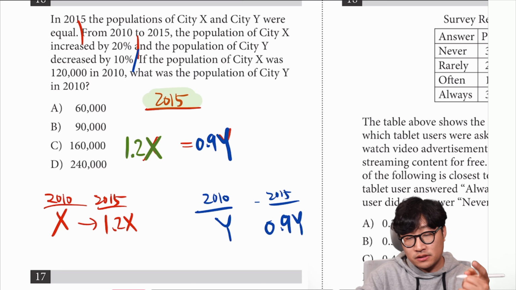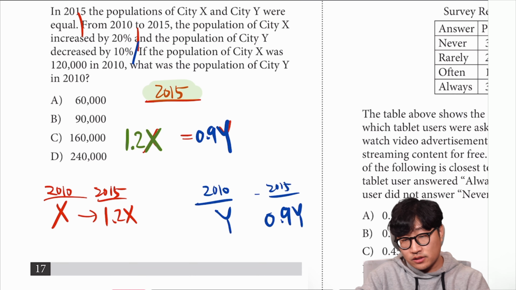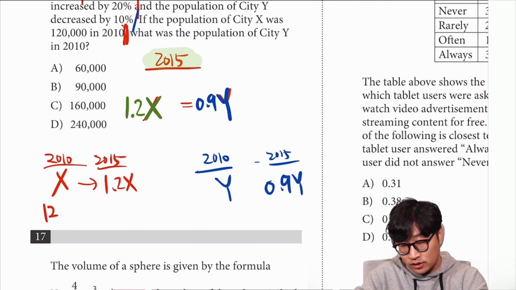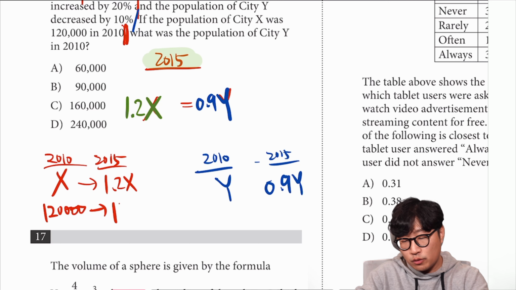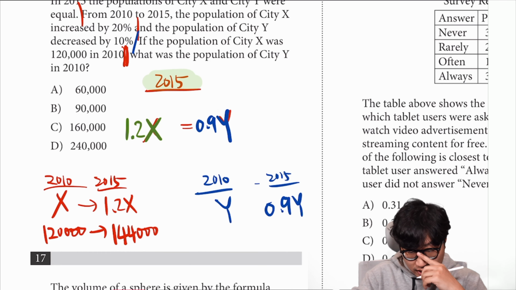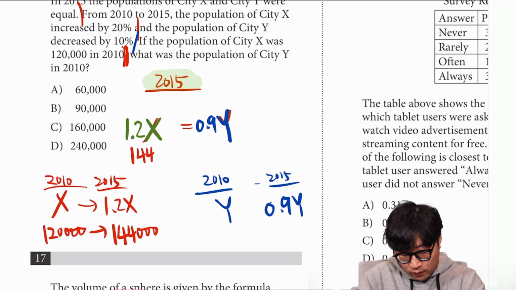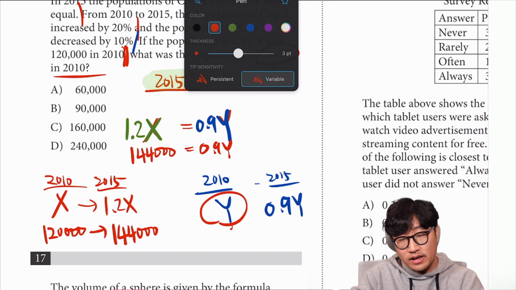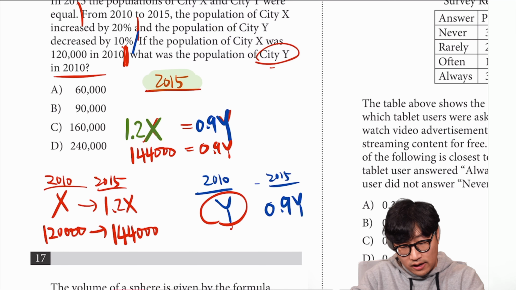So if the population of city X was 120,000 in 2010, stop it. I'm going to go back and say this is 120,000. Then 1.2 times that will be 144,000 because 12 times 12 is 144. And that's what I'm going to put right here: 144,000 is equal to 0.9y. They're asking for city Y in 2010, so we're basically looking for the y. So there you have it, you just have this equation.